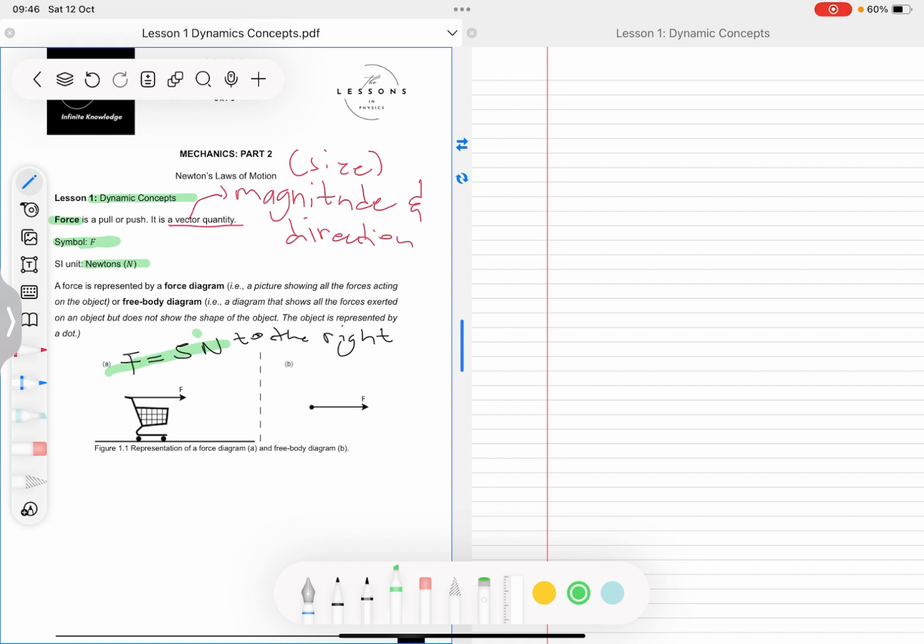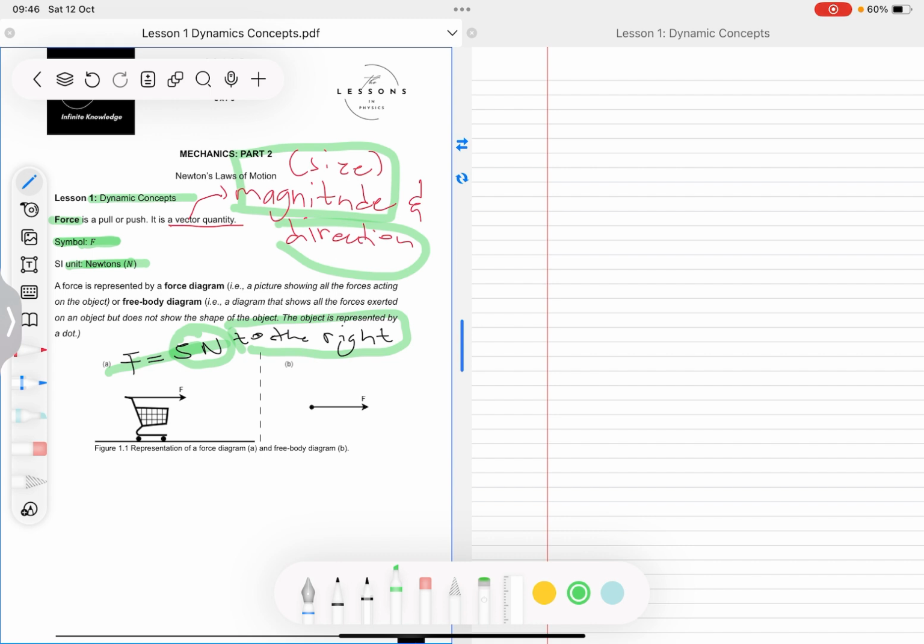What is this? This is the magnitude. The magnitude always has the SI unit, right? Then the second part to it will be the direction, right? So I've used the symbol, I've used the SI unit, and I've put magnitude on it because it's a vector quantity. It has the magnitude. So that's how you will write your force.